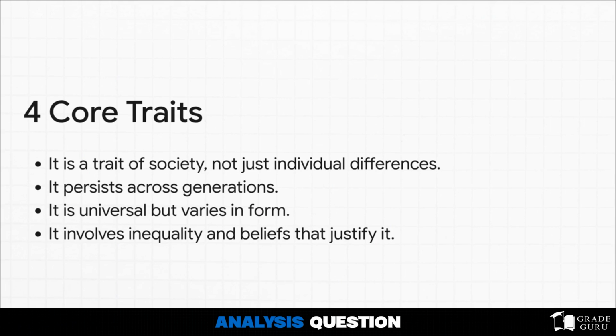Now, for any analysis question, you're going to need these 4 core traits. 1, stratification is a feature of society itself. It's not just about individual talent or lack of it. 2, it's sticky. It tends to persist across generations. 3, while it's universal, every society has it, it looks different depending on where you are. And 4, and this is critical, it's not just the inequality that exists, but the shared beliefs that people have that actually justify it.